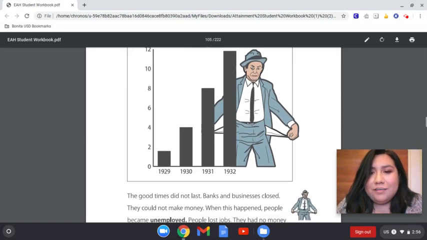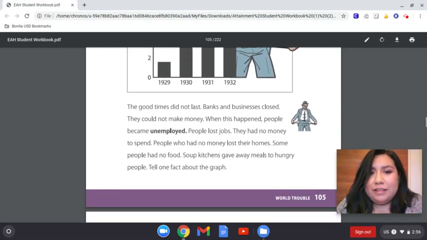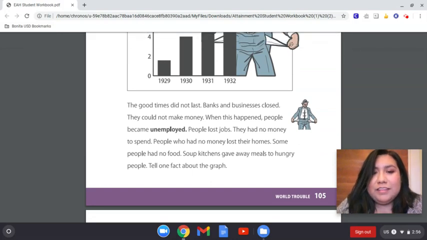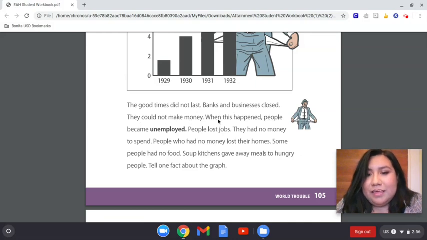So let's take a look at our text so we can better understand the Great Depression and why these people had lost their jobs. So the good times did not last. Banks and businesses closed. They could not make money. When this happened, people became unemployed. People lost jobs. They had no money to spend.